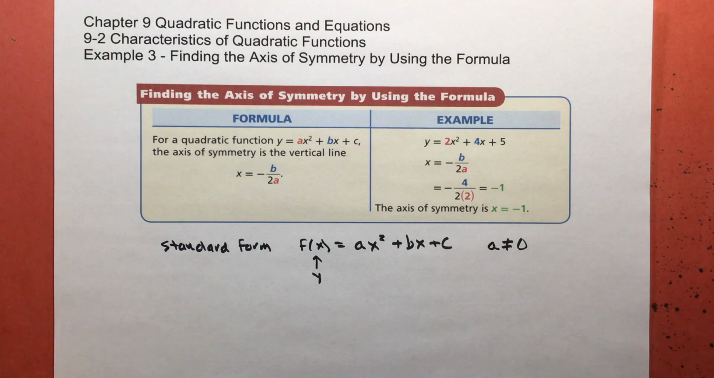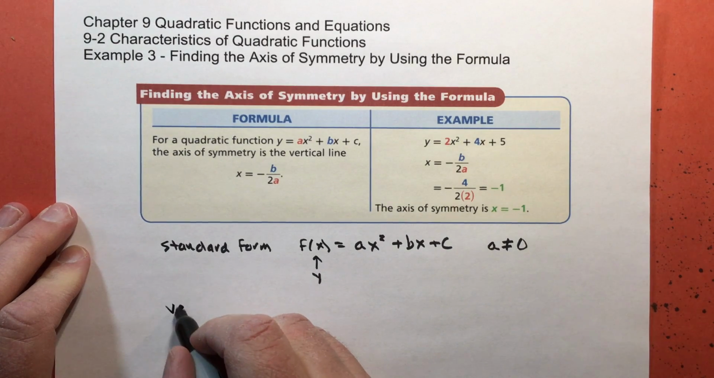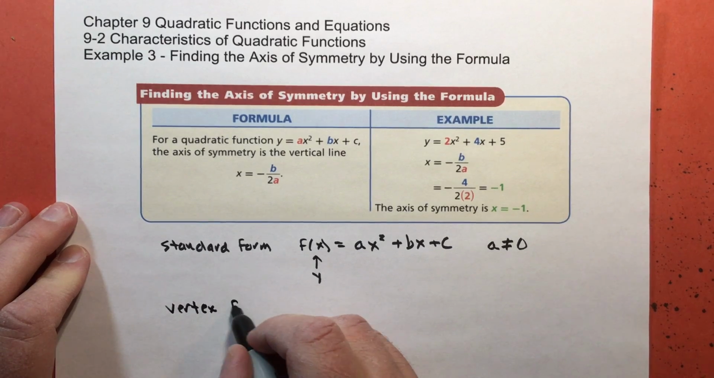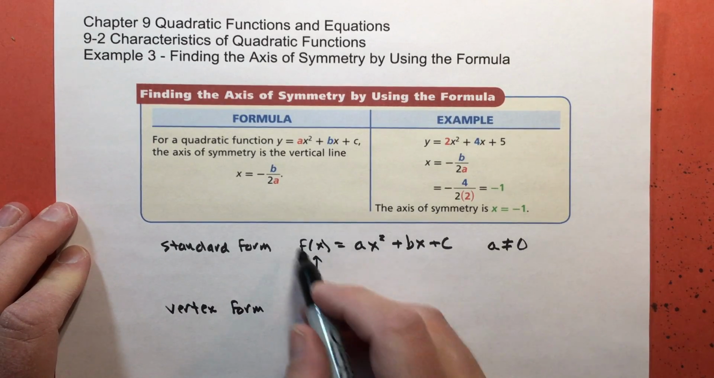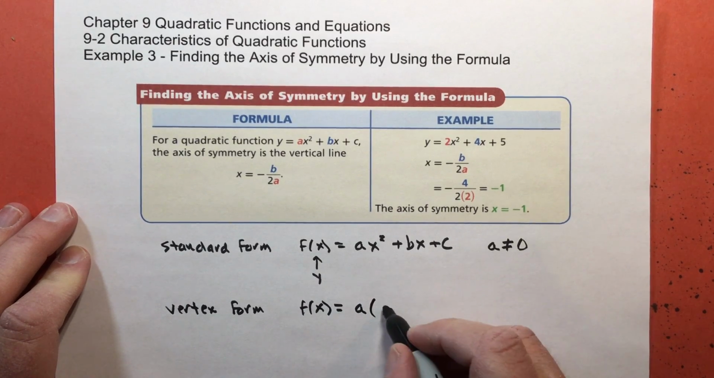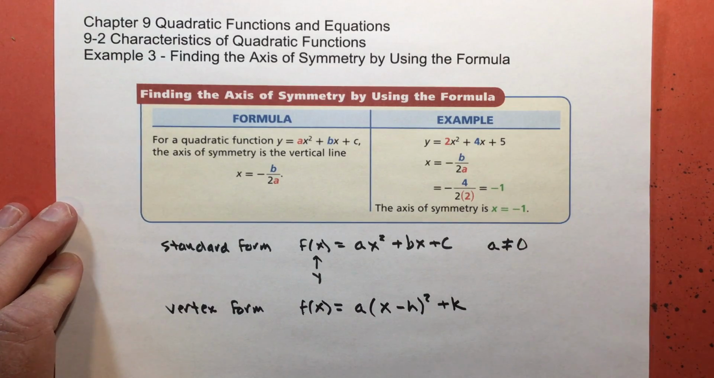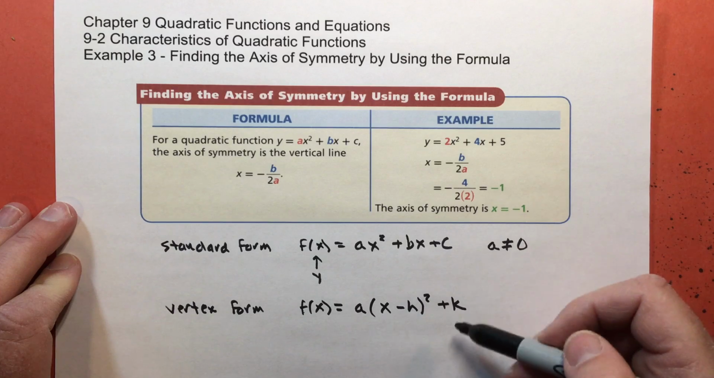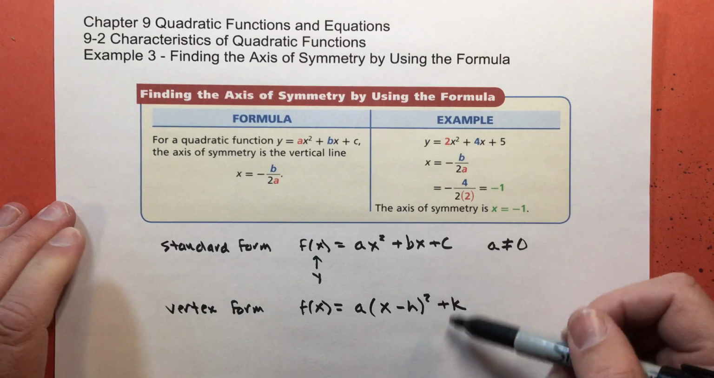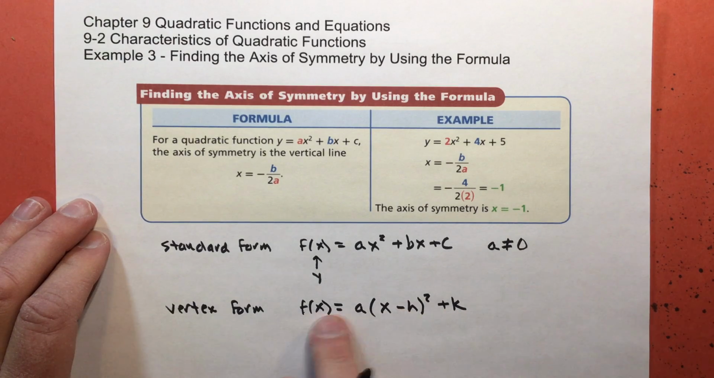There's another famous form of a quadratic function, but we don't talk about it in this section. This is called vertex form. Vertex form, and I'll keep with the f of x, is a times x subtract h, squared, plus k. Now, there's a little bit of a confusion between what means what. Okay, that's fine. This is not going to come up in this section. I'm just explaining where this comes from.